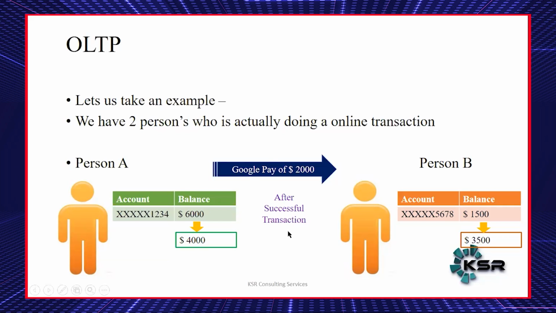Okay. Now, the one thing you need to understand is this is really good. I'm able to send money from person A to person B. All good, all set, well done. Now, I have another example.